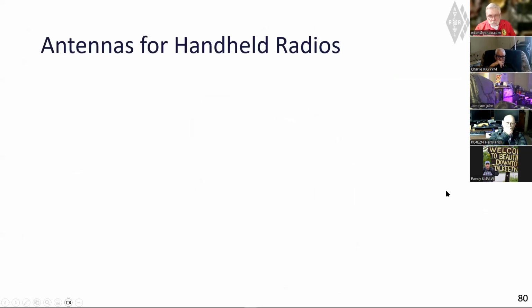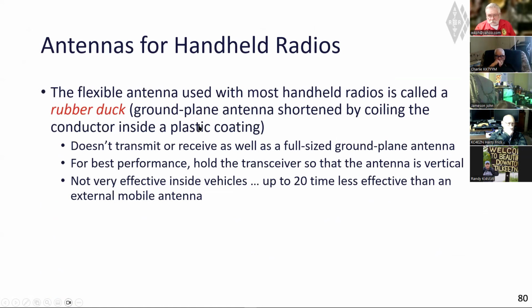Antennas for handheld radios. Flexible antennas we use with most handheld radios is called a rubber duck. Ground plane antenna shortened by coiling the conductor inside a plastic coating. Doesn't transmit or receive as well as a full-size ground plane antenna. For best performance, hold the transceiver so that the antenna is vertical, and it's not very effective inside vehicles, up to 20 times less effective than an external mobile antenna.